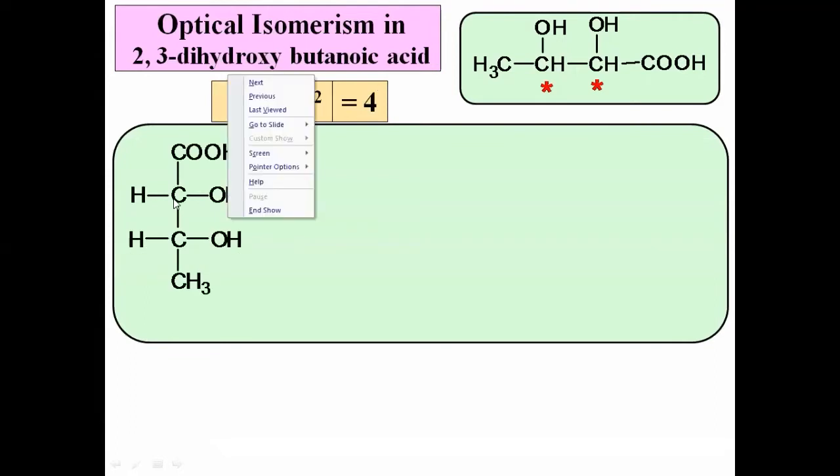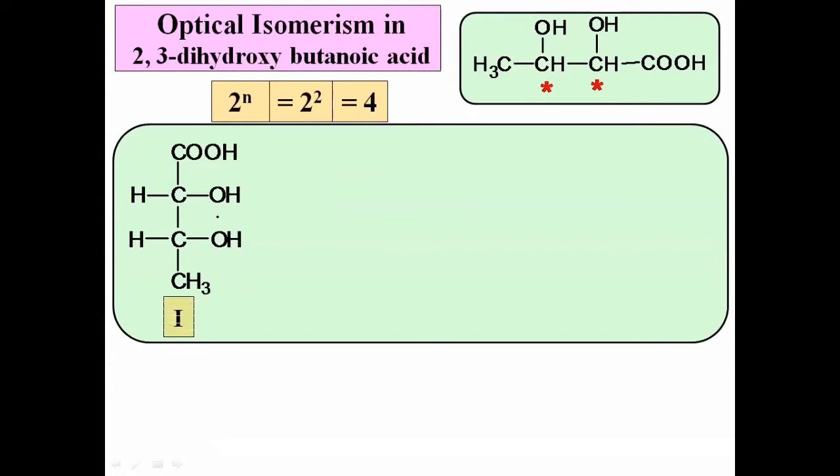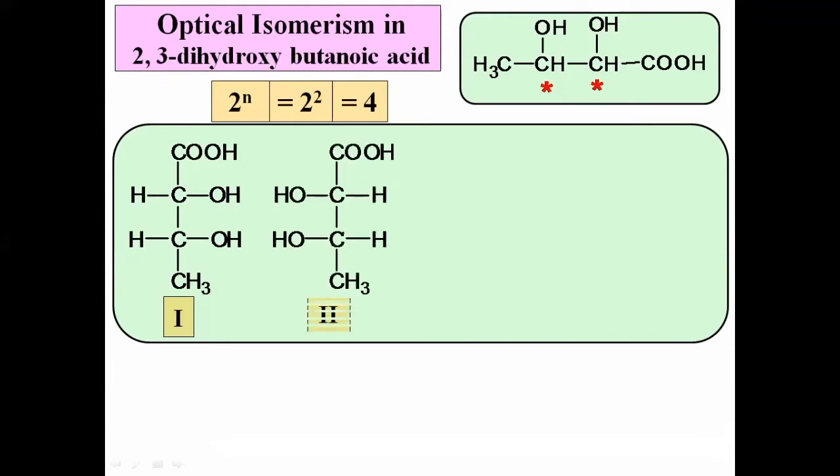Now let us see what those four possible stereoisomers are for the same compound. Okay, this is the first possible stereoisomer. In the first one, the two OH groups are shown at the same side, at the right hand side. While suppose this is the second stereoisomer, here the two OH groups are shown at the left hand side, while in the first case they are shown on the right hand side. Okay, this is the second possible stereoisomer.